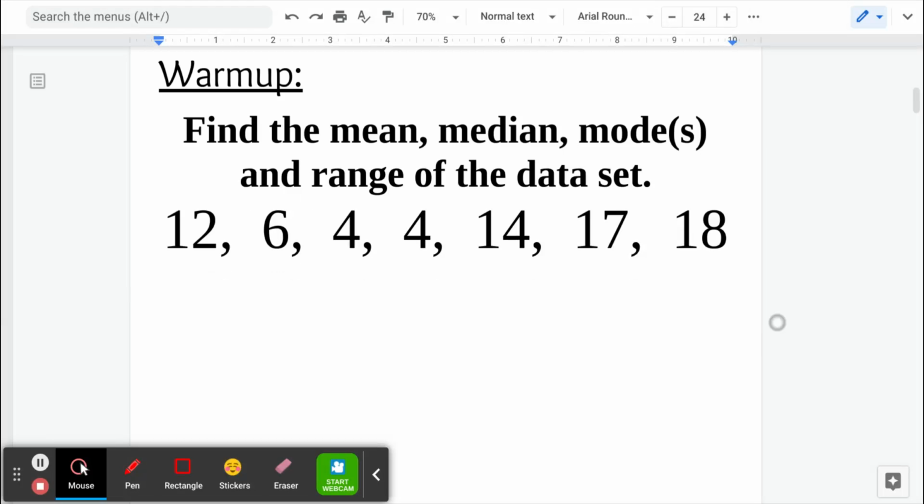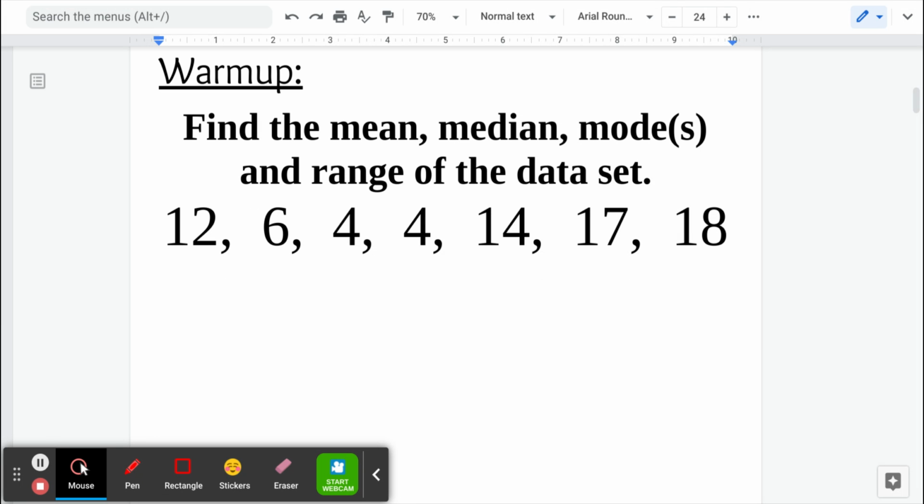Let's warm up because we will be using these skills today, finding the mean, median, mode, and range of this data set. So we'll pause the video. This is a review skill. Go ahead and try to find mean, median, mode, and range.